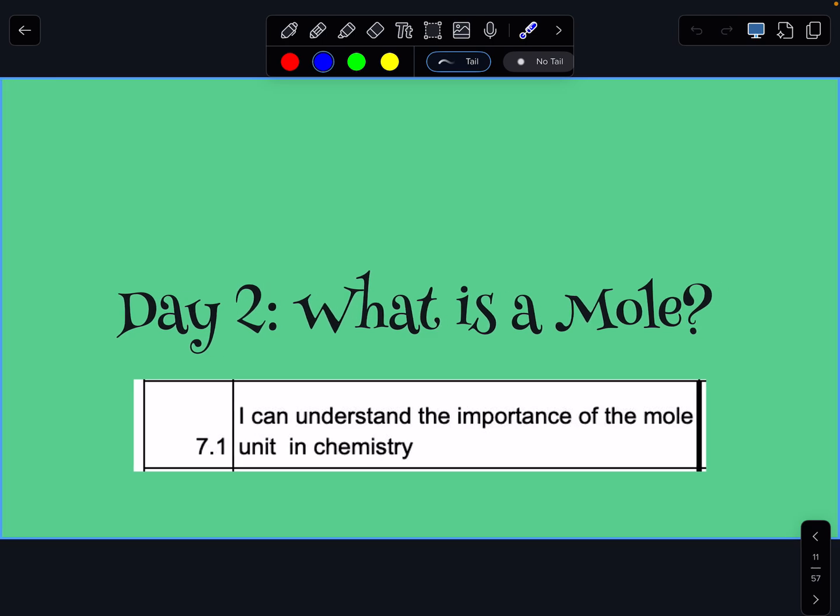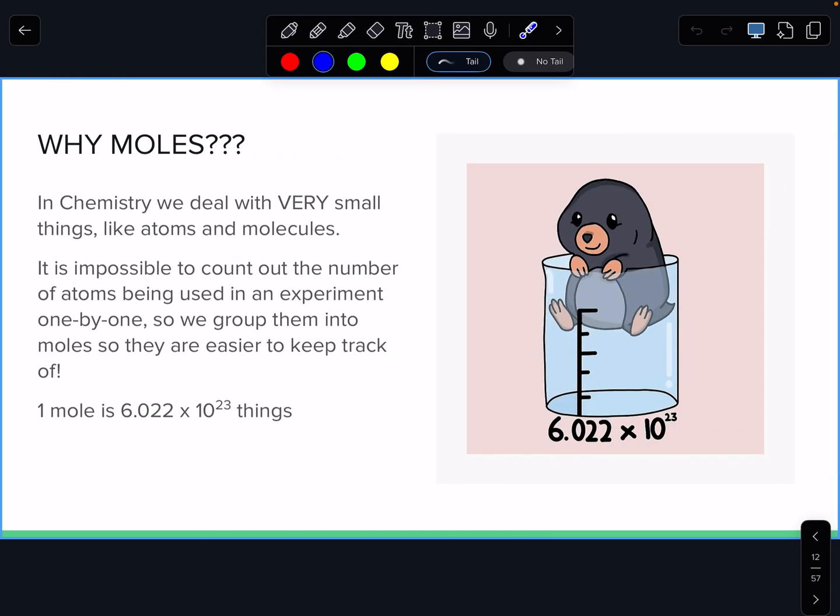Our objective, we have two objectives. Our first one is I can understand the importance of the mole unit in chemistry. So in chemistry, obviously we deal with very small things. And I'll be honest, using the phrase very small doesn't even do justice for how small atoms are. We'll dig into that as we go throughout today.